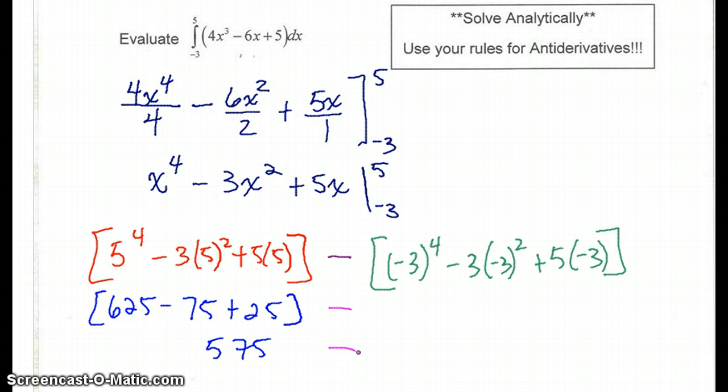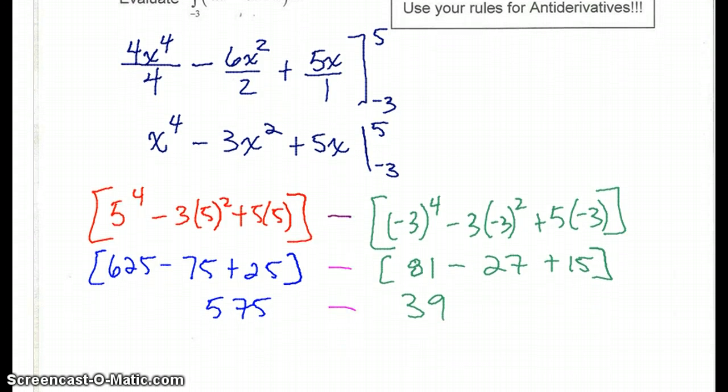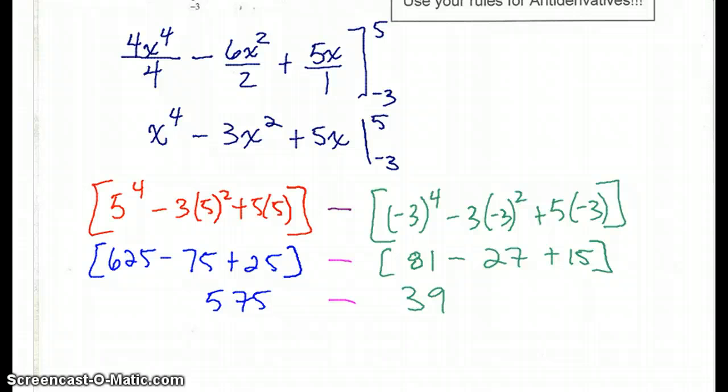Then we're going to subtract 81 minus 27 plus 15. When we combine this together, we get a total of 39. So then we have a final answer of 575 minus 39 for an answer of 536.